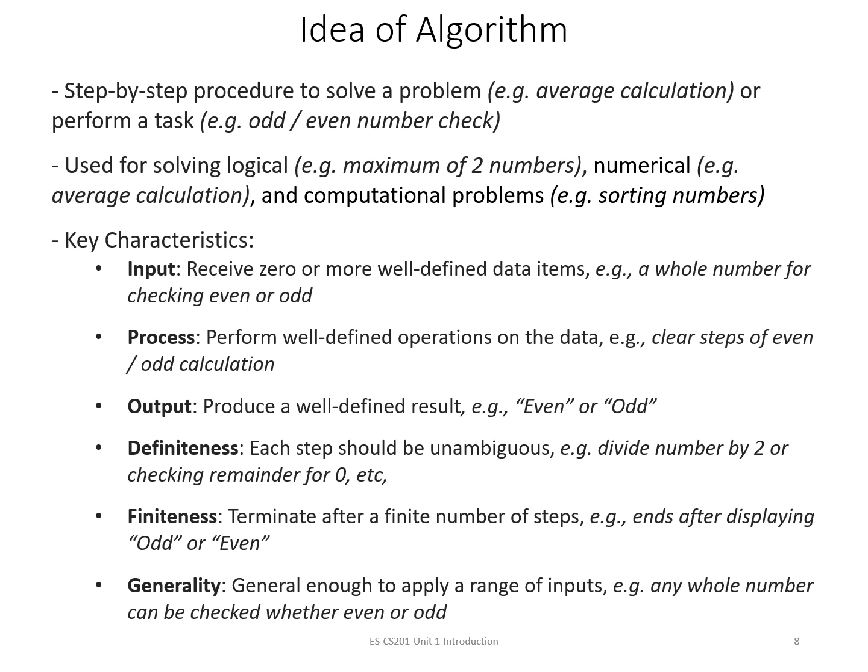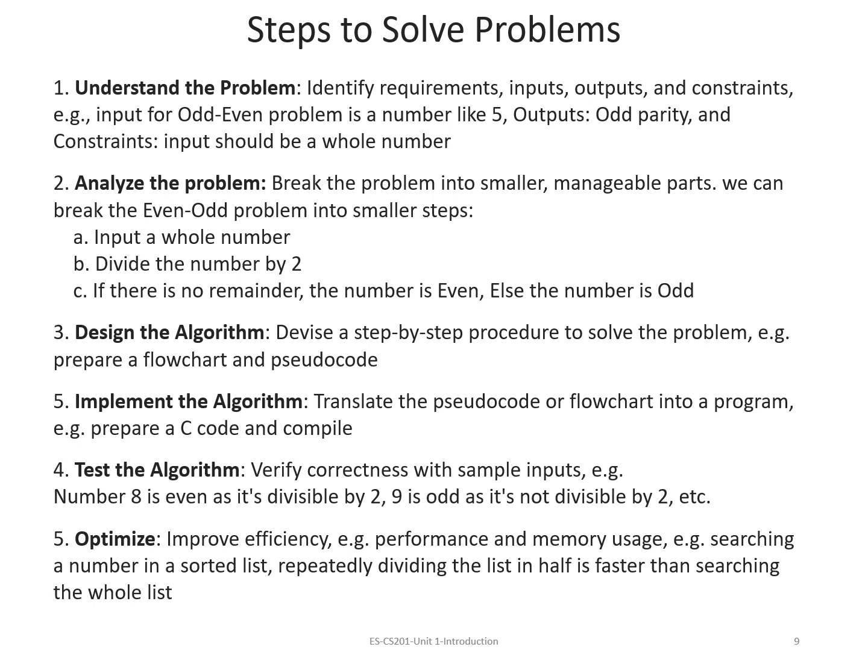Definiteness. Each step should be unambiguous, for example, divide number by 2 or check remainder for 0, etc. Finiteness. It should terminate after a finite number of steps, for example, ends after displaying odd or even. Generality. It should be general enough to apply to a range of inputs, for example, any whole number can be checked whether even or odd. Let's now discuss the typical steps to solve problems using algorithms.